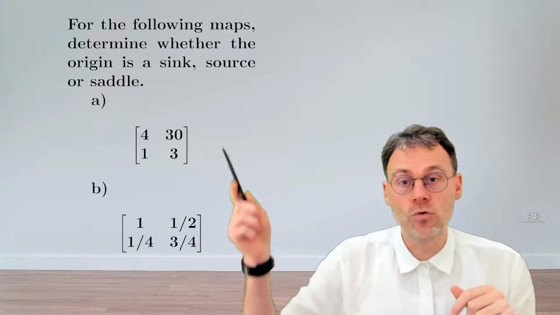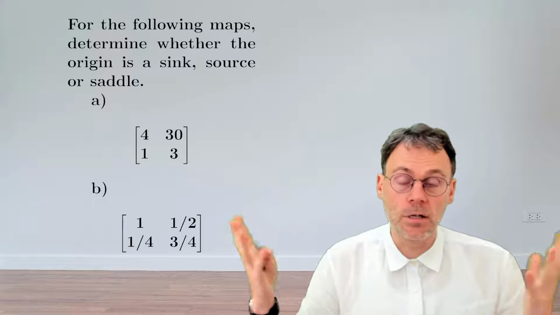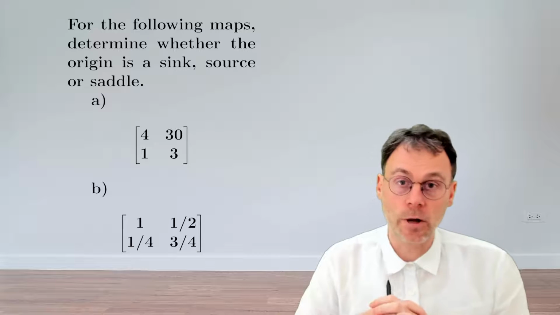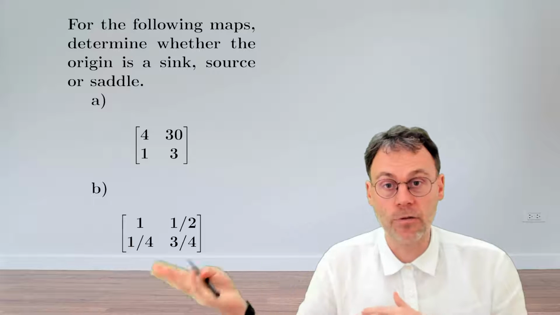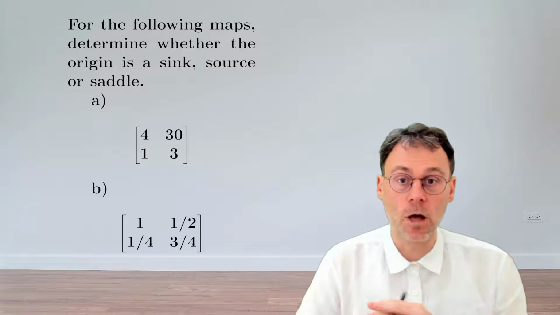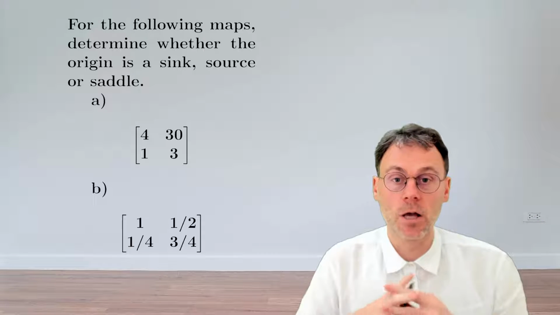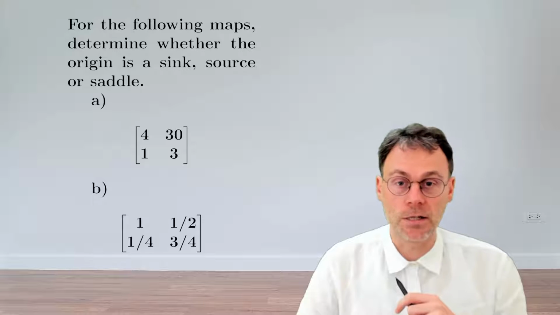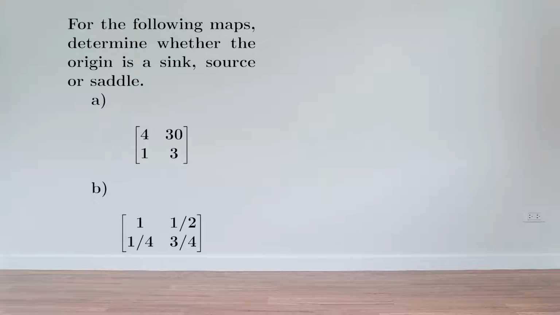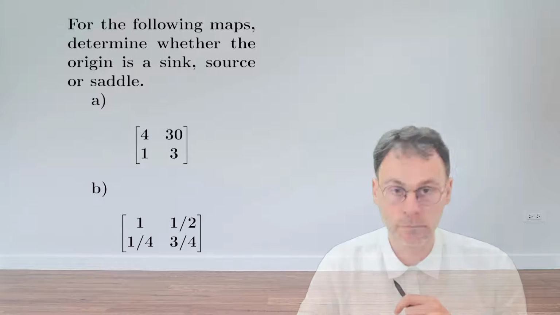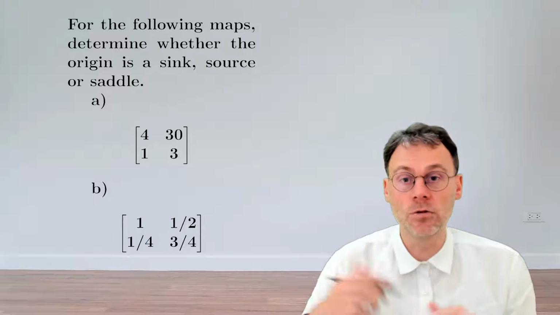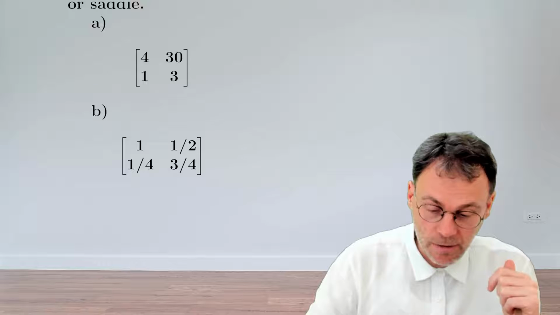Here we have two linear maps where obviously the origin is a fixed point. And the question is: is the origin a stable fixed point, an unstable fixed point, or perhaps even a saddle point? So pause the video to do these calculations. Obviously, what we need to do here is calculate the eigenvalues.